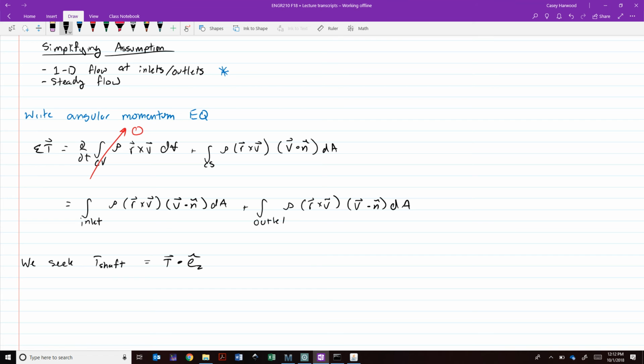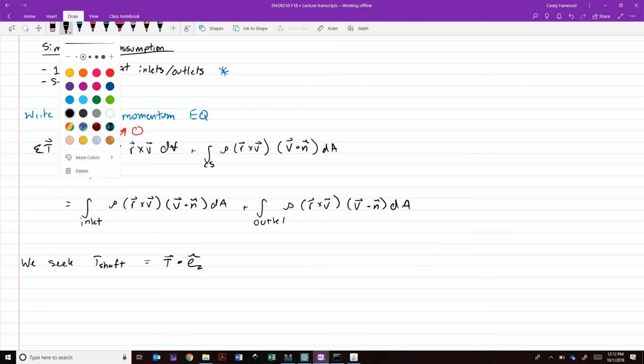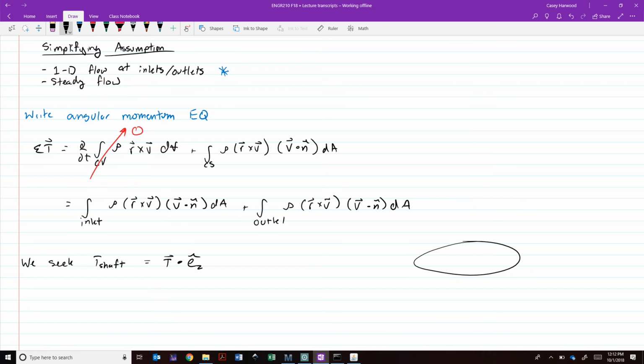So if we look at the inlet of our sprinkler section, we've got our control volume. The flow is coming like this. I want this to be blue. The flow is coming up like this, and exiting.